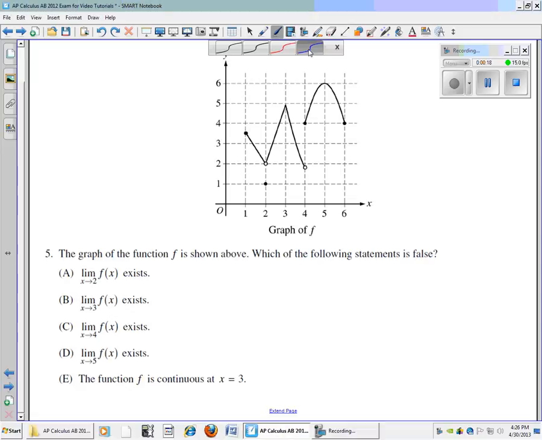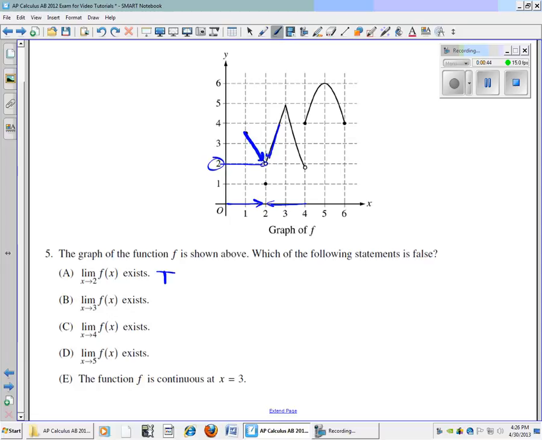In part A, the limit as x approaches 2 of f of x exists. So we're looking at the function as we're approaching 2 from the left and from the right. As we look at the function, we're trying to find out, does it meet or not? And it does. And so the limit does exist as we approach 2 from the left and the right. And that value is 2. So that one's a true statement.